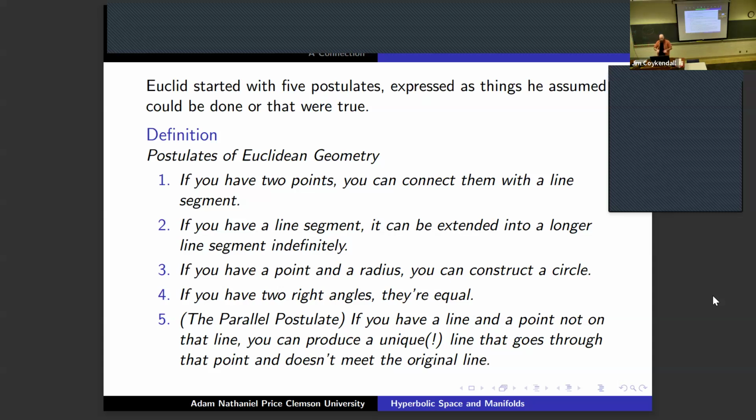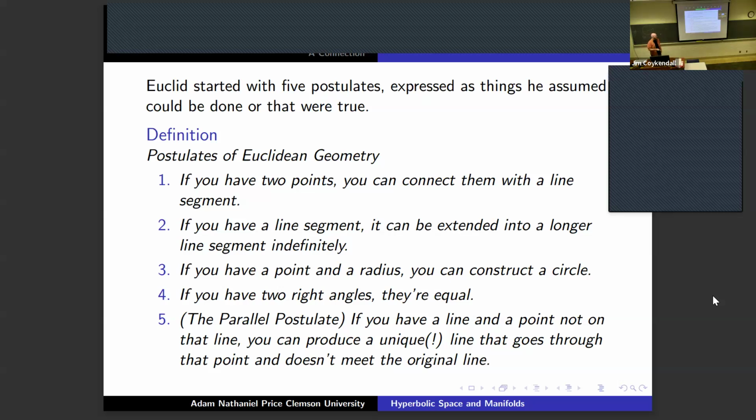So those are the first four, all fairly basic things that you wouldn't naturally want to assume. These are things that, if these aren't true, then what is true? If you don't have these, what do you have? But the last one is the big one. This was kind of controversial for about 2,000 years because everybody wanted to say that you didn't need it. You could prove it from the other four. Turns out you can't, but we'll get to that later.